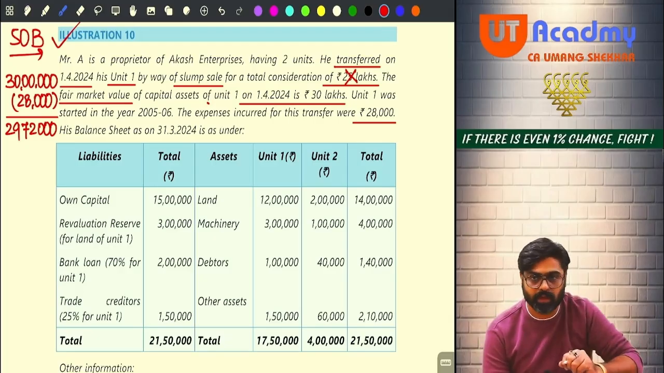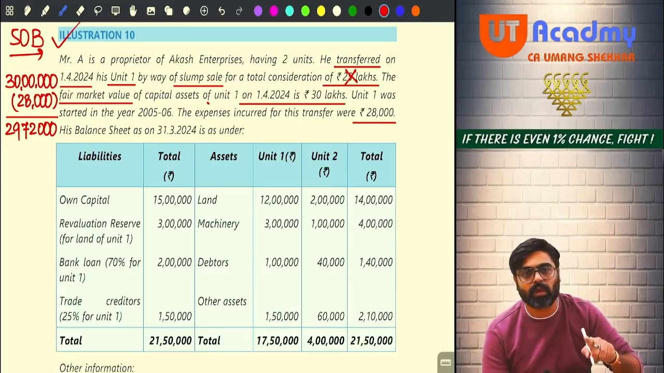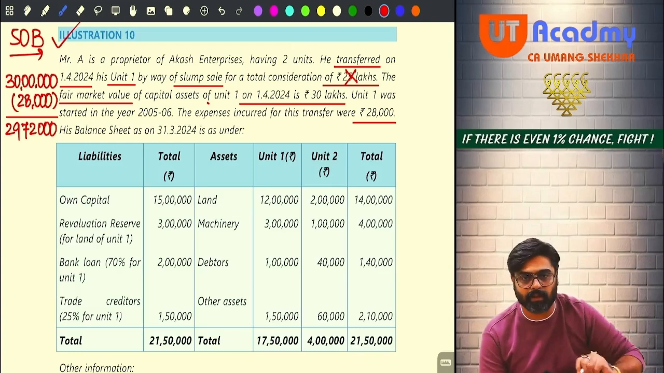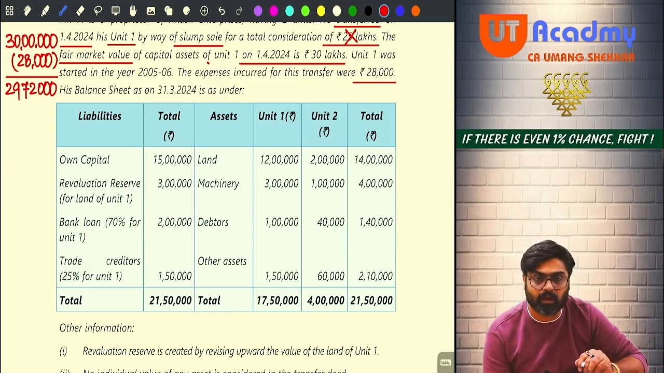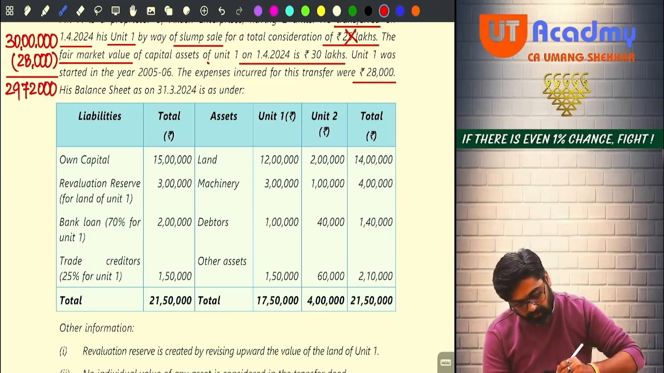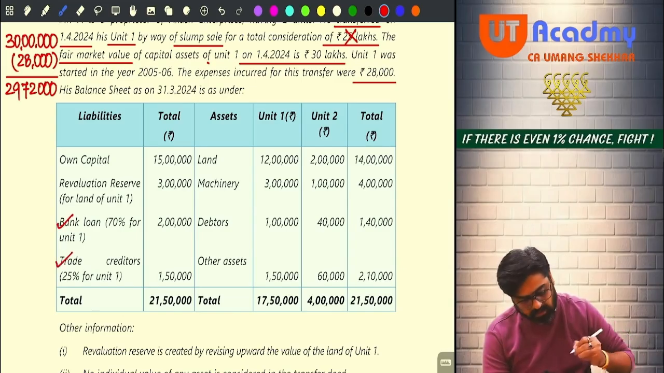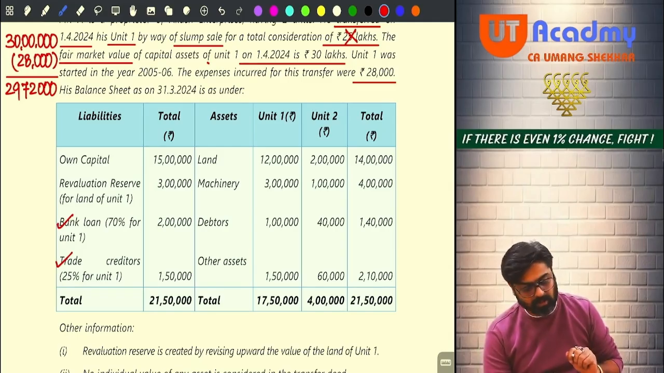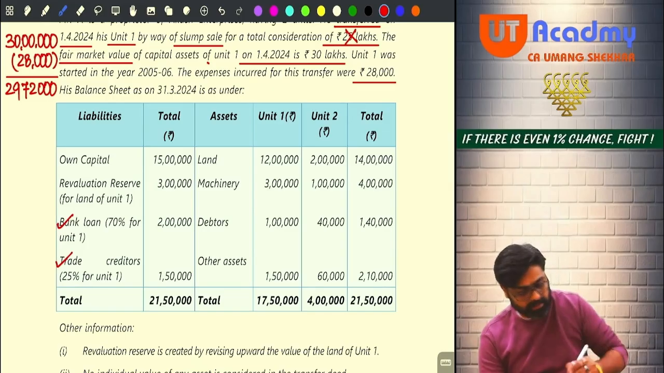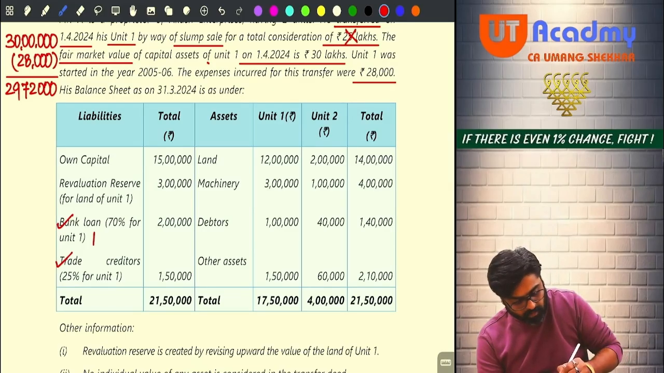It's net worth. Okay. So to calculate the net worth, we'll have to first take all the assets, total assets minus total liabilities, outside liabilities. Okay. So on the liability side, if you see, they are saying that bank loan is 2 lakh rupees. That is outside liability. Trade creditors is also outside liabilities. So I will be taking both these, bank loan also, and I will be taking trade creditors also. But I cannot take the entire amount because the entire amount does not relate to unit 1. Only 70% of the bank loan is related to unit 1. So 70% of 2 lakhs will be 1,40,000.